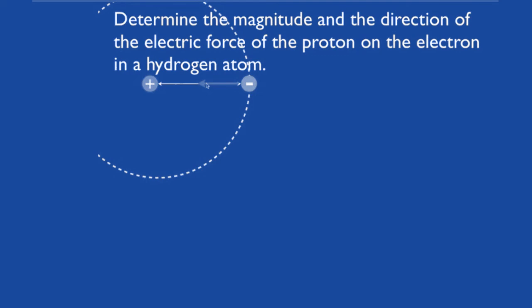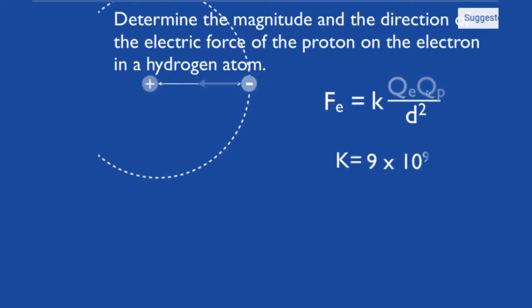Now we are going to calculate the magnitude of the force, and we are going to do that using Coulomb's law: F equals k times q1 times q2 divided by the square of the distance between them. Instead of q1 and q2, I know it is an electron and a proton, so I will use Qe and Qp. We need to know the charge of the electron, and you can just look that up. We are also going to need k, which is 9 times 10 to the 9 Newton meter squared per coulomb squared.